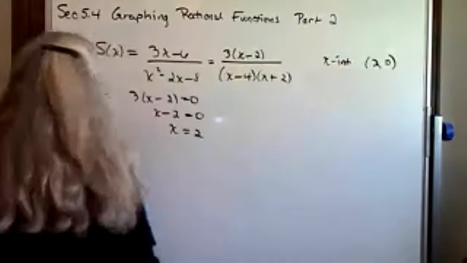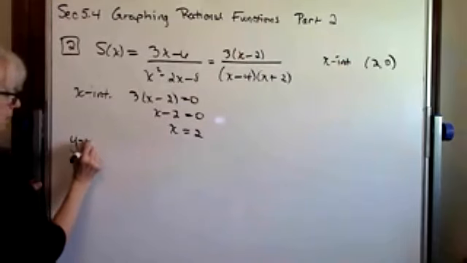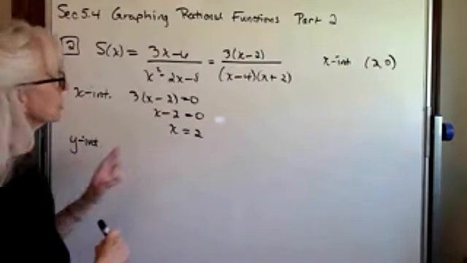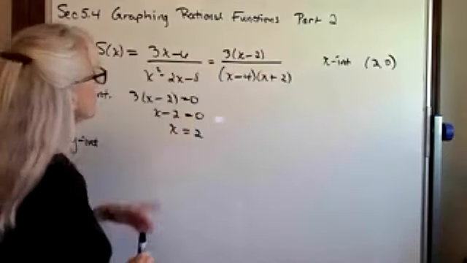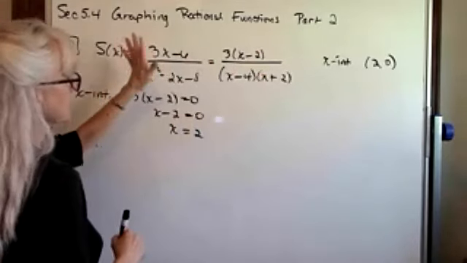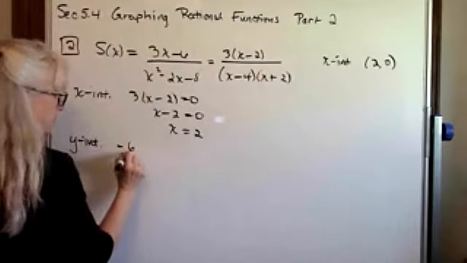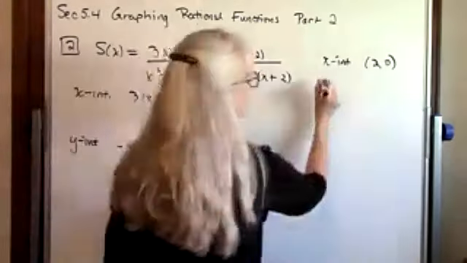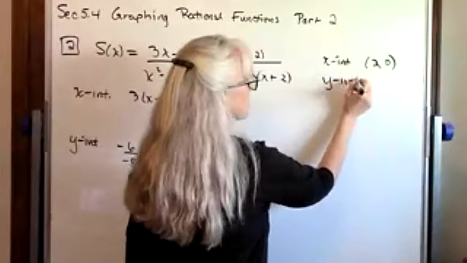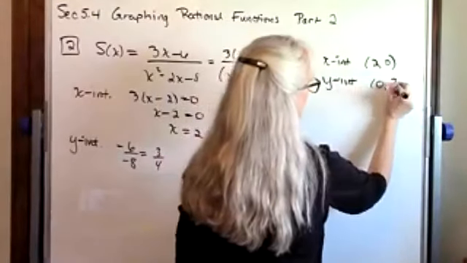The next step is the y-intercept. Here we're going to go back to the original form. It's harder to pull it off the factored form, so I'll go back to the original form. And in the original form, anything that has an x is gone. So we're going to end up with a -6 over a -8. Well, that reduces to a positive 3/4. So our y-intercept is over there at (0, 3/4).